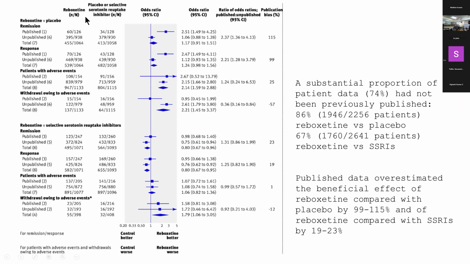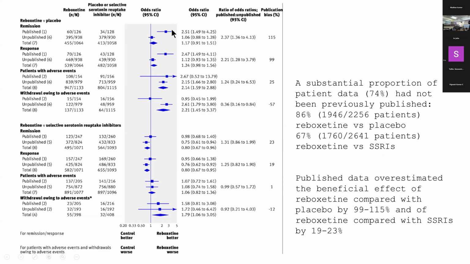So now look at this data. This is looking at reboxetine versus placebo. This is looking at reboxetine versus selective serotonin reuptake inhibitors. These are the published studies and these are the unpublished studies. How many are the published studies? Just 1. And how many are the unpublished studies? 6. What's the patient population in the published study? 126 plus 126. What about the unpublished study? It's 1800. So almost 86% of patient data was not published. And in the reboxetine versus selective serotonin reuptake inhibitor group, 67% of the data was not published.